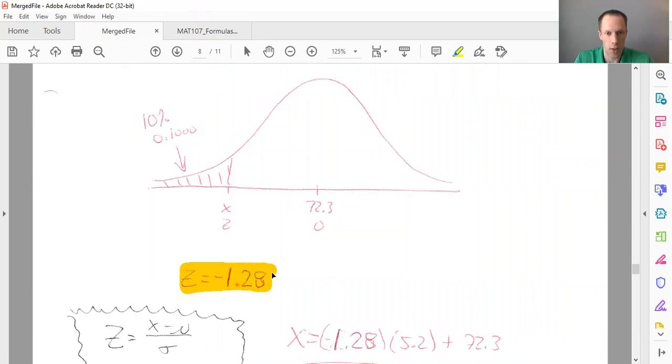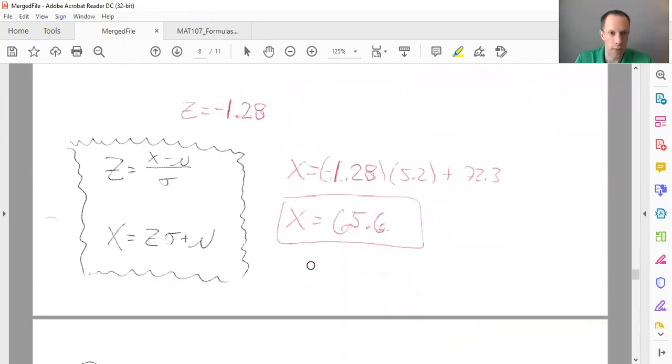Now the question is, what is the value of x that would produce that z-score? Well, remember the z-score formula. Z is equal to the value x minus the mean, divided by the standard deviation. If I just do the algebra to solve this equation for x, it would look like this. X is equal to the z-score times the standard deviation plus the mean.